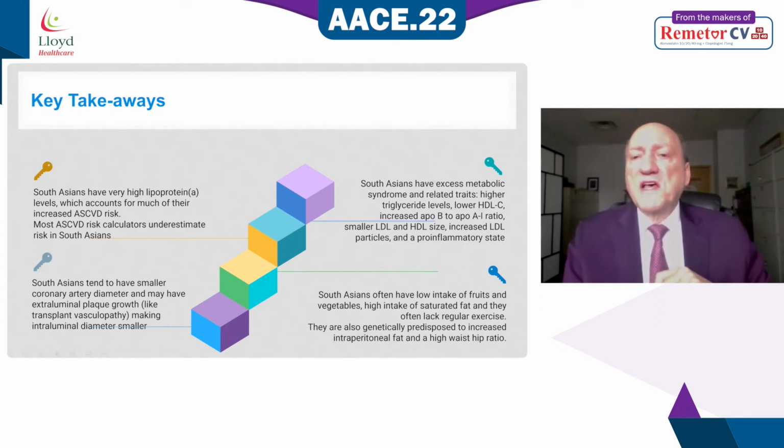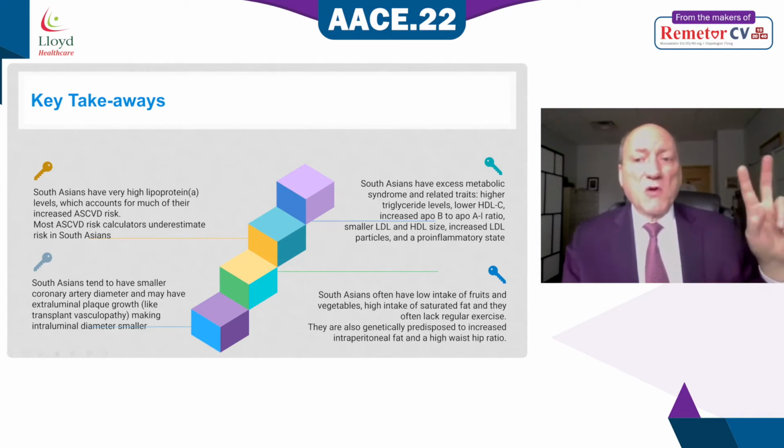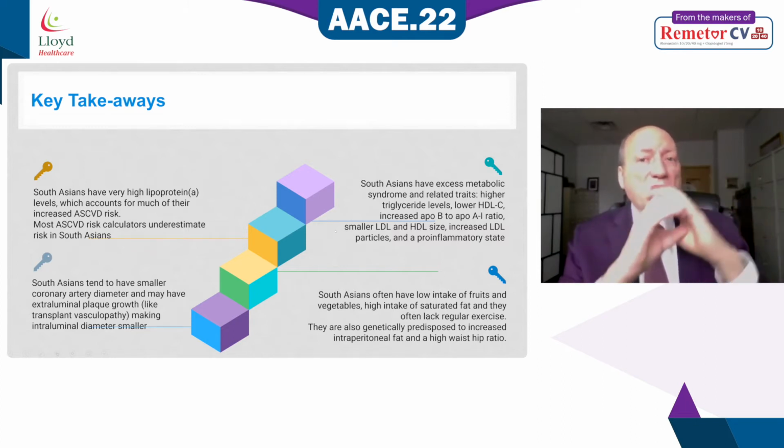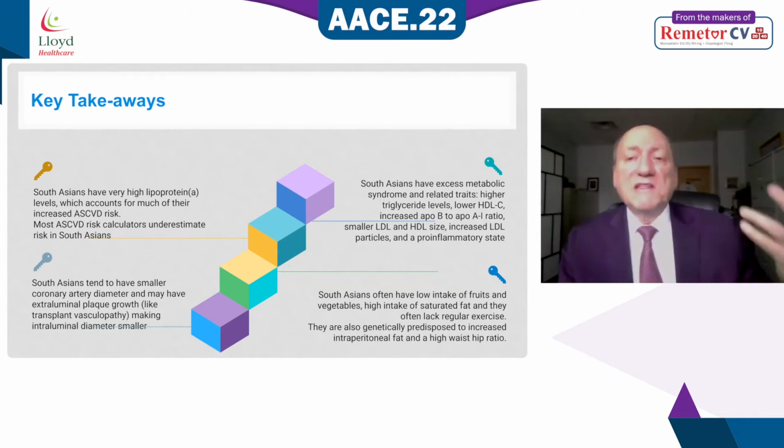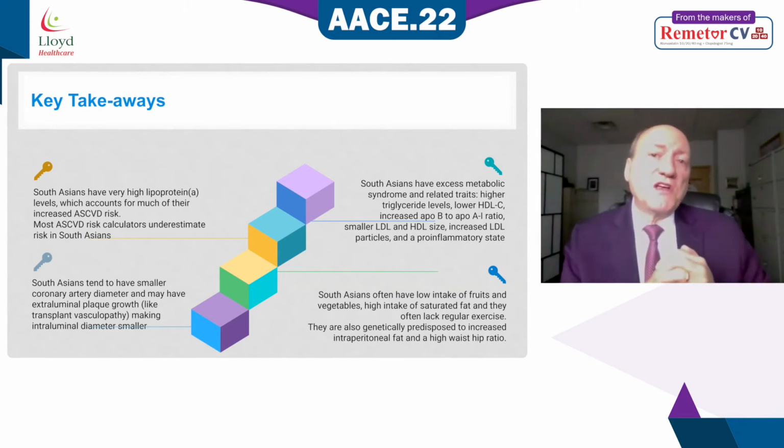We've mentioned already that South Asians have the excess metabolic syndrome and related traits. So higher triglyceride, lower HDL, increased ApoB to ApoA1 ratio. They have smaller LDL particles, which makes them more atherogenic. Smaller HDL makes them less anti-atherogenic, and they have an increased concentration of LDL particles, and also they tend to have a pro-inflammatory state. Finally, South Asians, as you know, tend to have a low intake of fruits and vegetables, high intake of saturated fat, often lack regular exercise, and then the genetic predisposition that we've discussed.